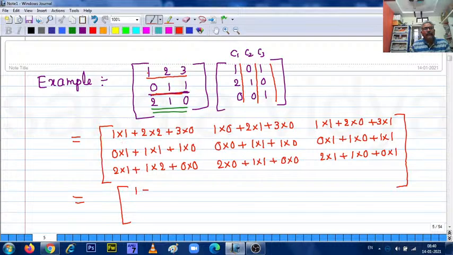1 into 1, 1 plus 2 into 2, 4, 3 into 0, 0. 1 into 0, 0 plus 2 into 1, 2, 3 into 0, 0.